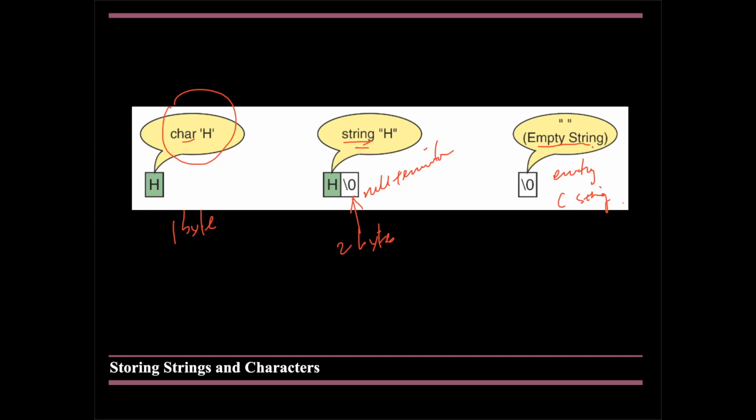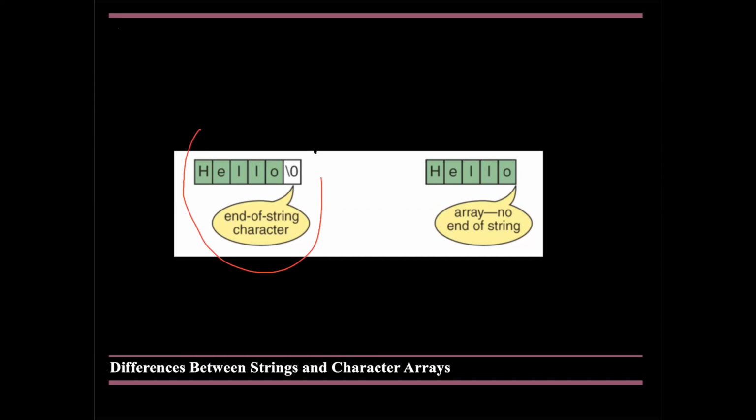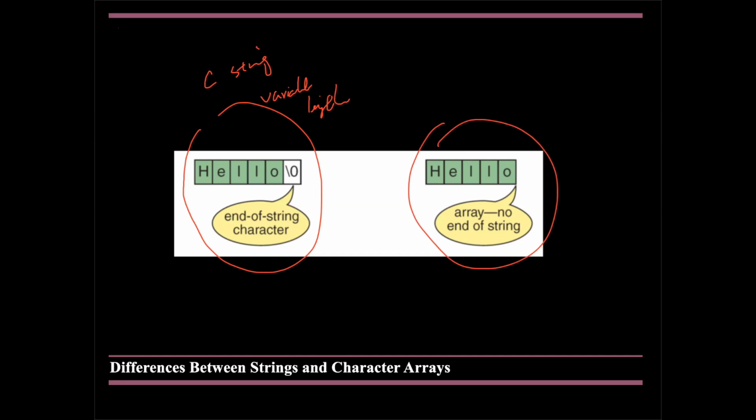So notice that the character only requires 1 memory location. However, a C string requires 2. Why? Well, because you have the character itself plus the null terminator. This example illustrates two things. On the one hand, on the left hand, we have what's called a C string, and this is a variable length array. On the other hand, on the right side, this is what we call an array. Array of what? Characters. So this is not a string. This is simply just an array, a fixed size.